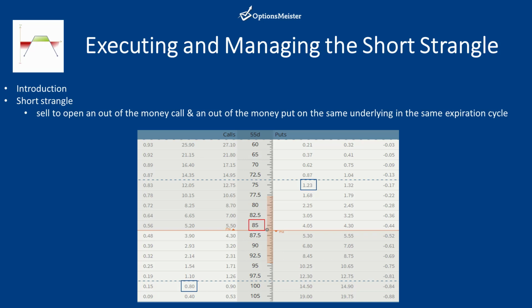The strangle strategy is simply selling a call and a put at strikes that are out of the money. What we are trying to do in the short strangle is to sell options where we think the underlying will not go. This is in stark contrast to most traders who choose to trade directionally.